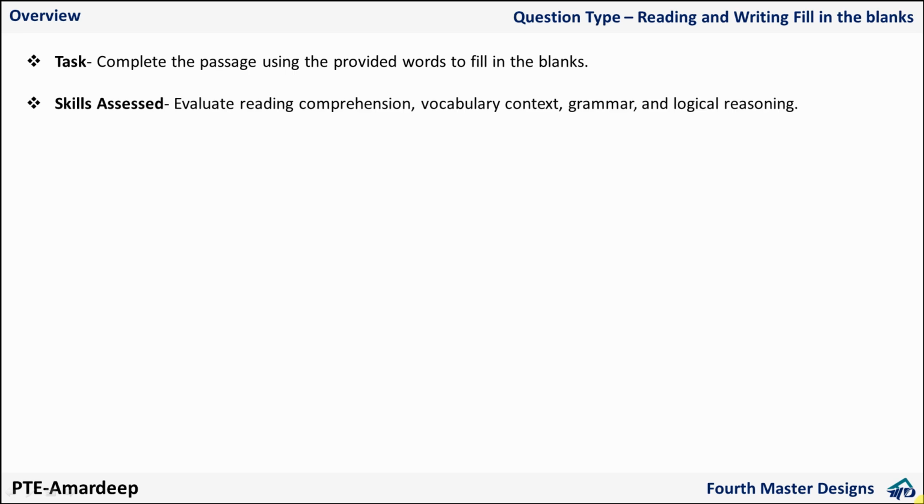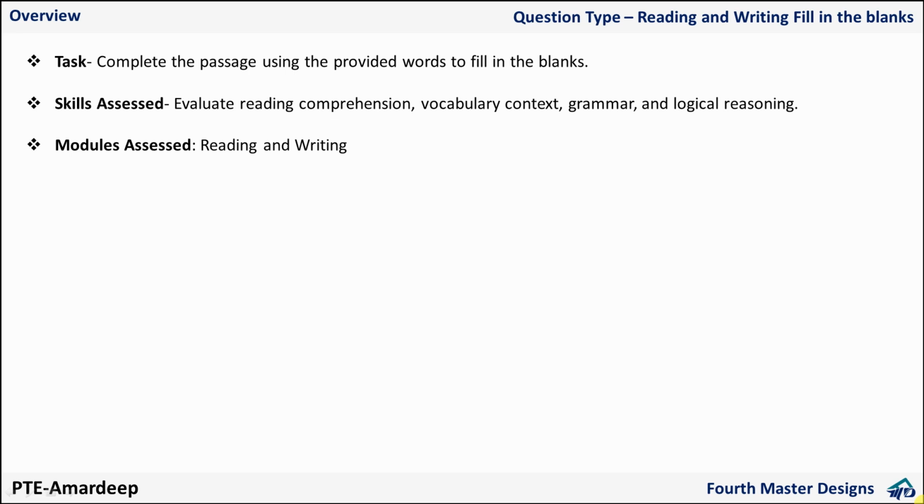Then guys, about the skills, they are checking your reading comprehension skills. Then they're checking your vocabulary skills. Okay, then they're checking your grammar, they're checking your logical reasoning, everything. And because of these skills, your reading and writing modules are getting assessed. That is the reason why this question contributes to reading and writing.